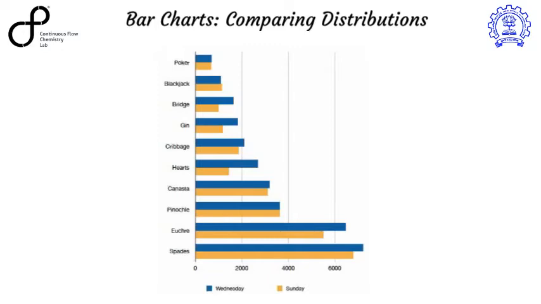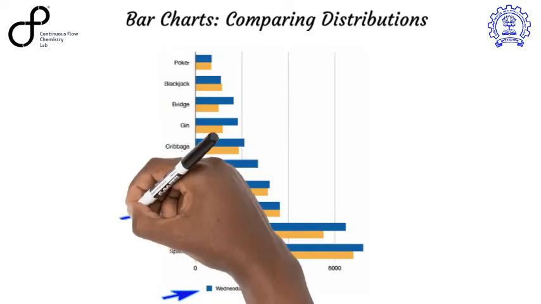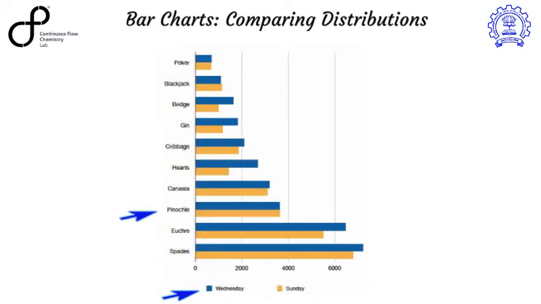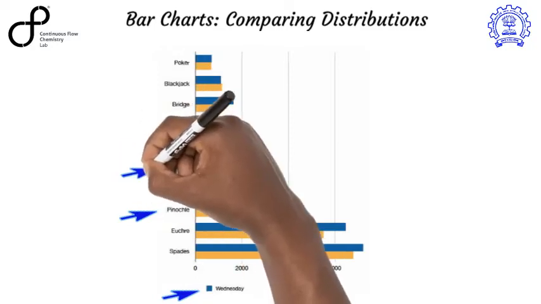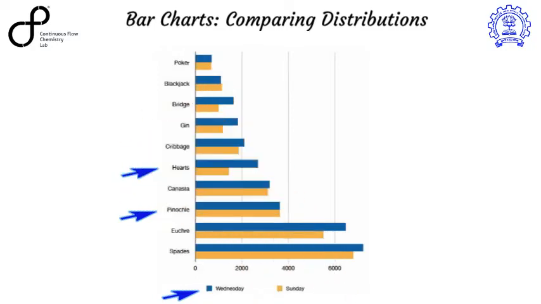We see that there were more players, overall, on Wednesday compared to Sunday. The number of people playing Pinochle was nonetheless the same on these 2 days. In contrast, there were about twice as many people playing Hearts on Wednesday as on Sunday. Facts like these emerge clearly from a well-designed bar chart.